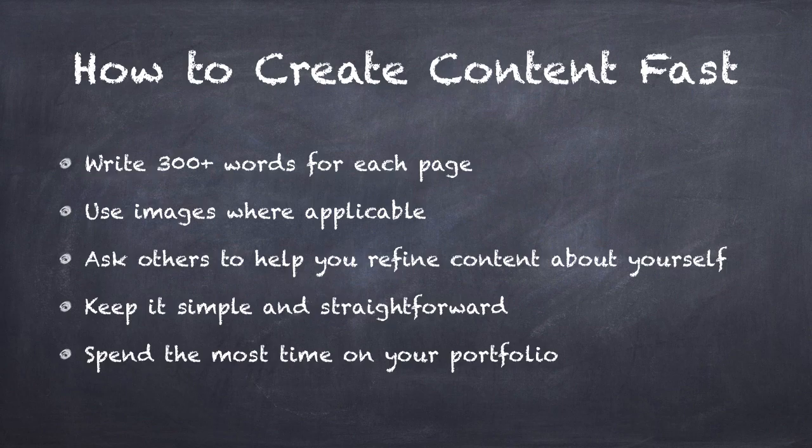Use images where applicable. I usually say one image per 300 words. So in this case, one per page. And then if you're having trouble writing about yourself, ask a friend or family member to do it for you. I find this is a really quick and easy way to do it. They'll write it, you edit it, it gets done really fast, and then you don't have to sit there and torture over how to describe yourself, which I know a lot of people have trouble with. I know I did when I got started. But keep it simple and straightforward.